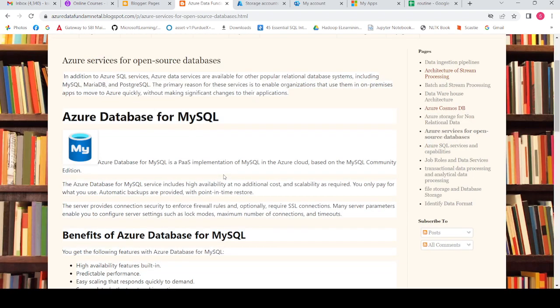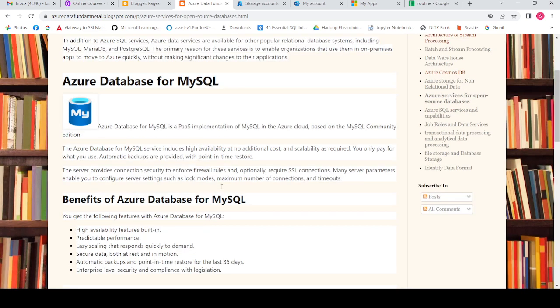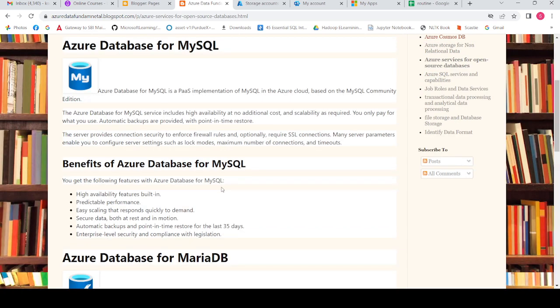Azure Database for MySQL is a platform as a service implementation of MySQL in the Azure cloud. After using this service we get some features given by Azure. So let's see the features. High availability built in, predictable performance, easy scaling that responds quickly to demand, secure data both at rest and in motion, automatic backup and point in time restore for the last 35 days, enterprise level security and compliance with legislation.